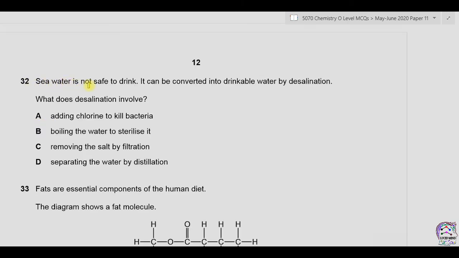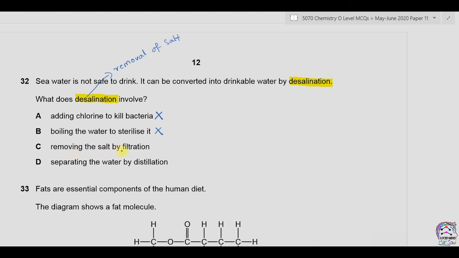Question 32. Seawater is not safe to drink. It can be converted into drinkable water by desalination. What does desalination involve? Now desalination means removal of salt. Option A. Adding chlorine to kill bacteria. This does not remove any salt. B is boiling the water to sterilize it. Again, this is killing bacteria.